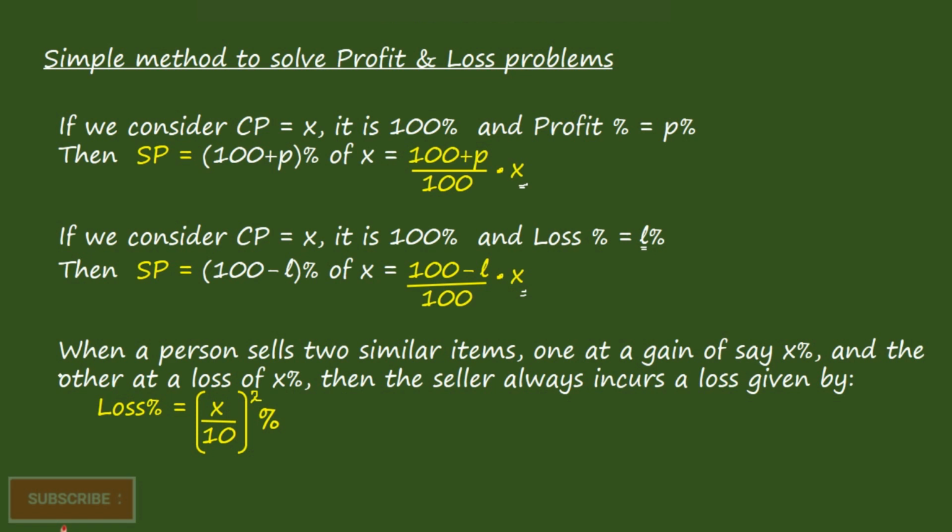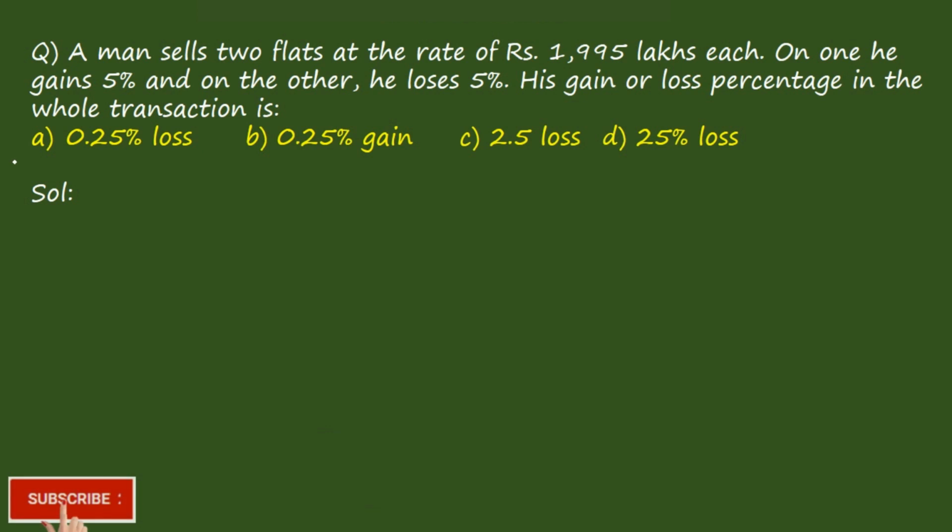One more thing you have to remember is that when a person sells two similar items, one at a gain of X percentage and the other at a loss of the same X percentage, then always the seller will have a loss. The loss percentage is equal to (X by 10) whole square percentage. That's a basic important formula you have to remember. Let us start with the problems now. First, we'll be solving the problems by using formulas. Later, I will explain how to solve the problem without using a formula.